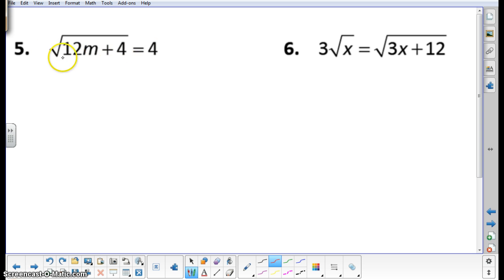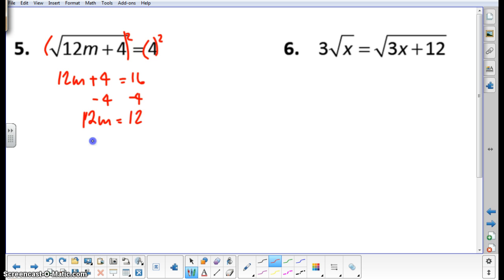The first thing we always do is assess whether that radical with the variable is by itself on one side of the equation. And it is. So we are ready to square both sides. Now we're going to subtract 4 from both sides. We're going to get 12m is equal to 12, and m is equal to 1.